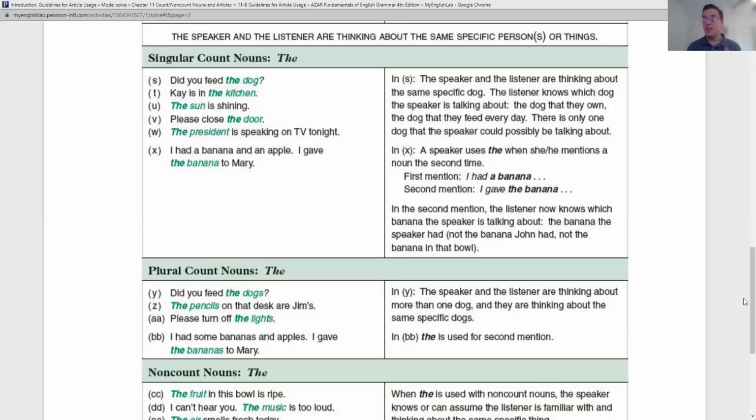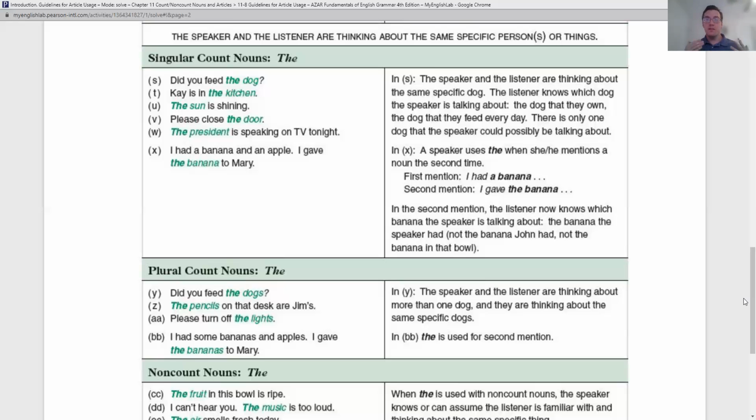I had a banana and an apple. I gave the banana to Mary. So now I'm not just talking about any banana. I'm not talking about a banana, but the banana that I had. I had a banana, non-specific, but now I gave Mary the banana that was in my hand. So that's a specific banana that I gave her.